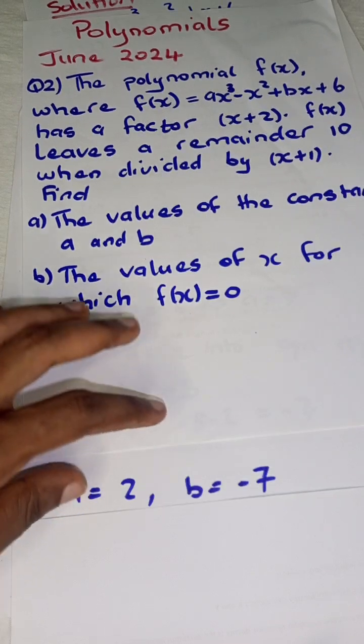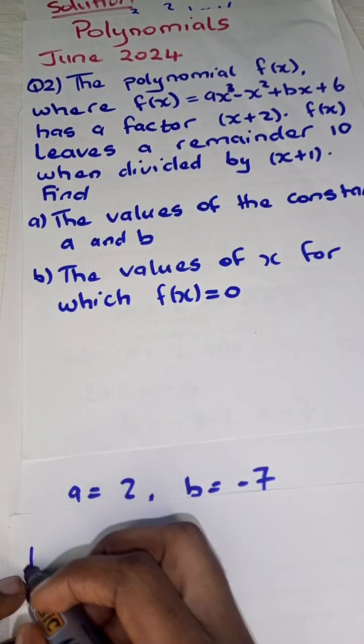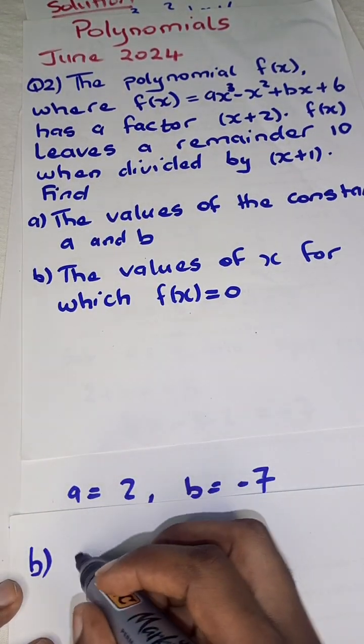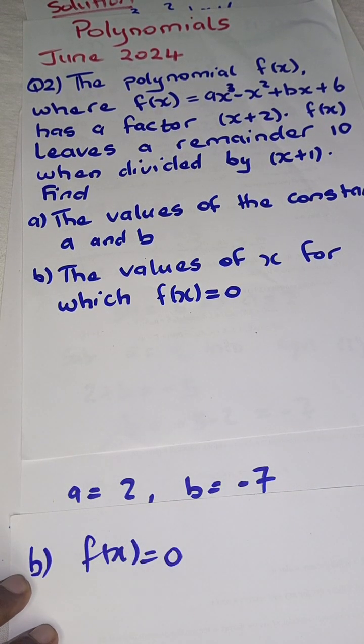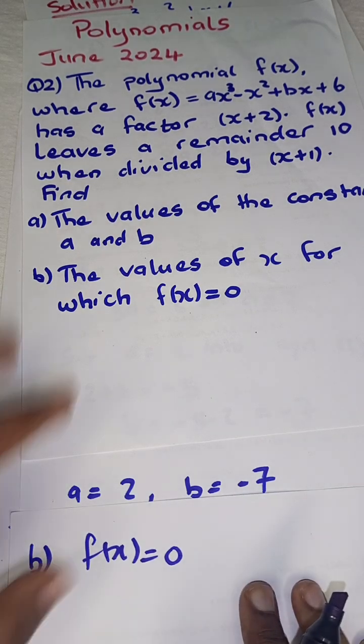So we want to solve B. We want to find the values of x for which f of x equals 0. We already have one of those values, which means we need to find two more values.